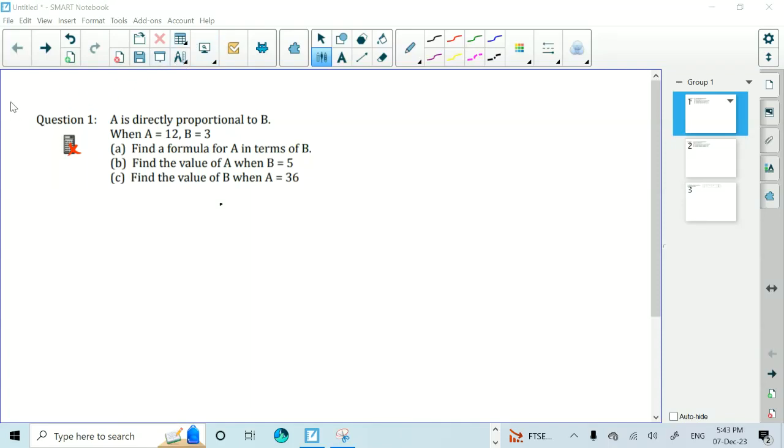Hello there. Direct proportion for year 7 and 8. Nice little introduction. Question 1, non-calculator.